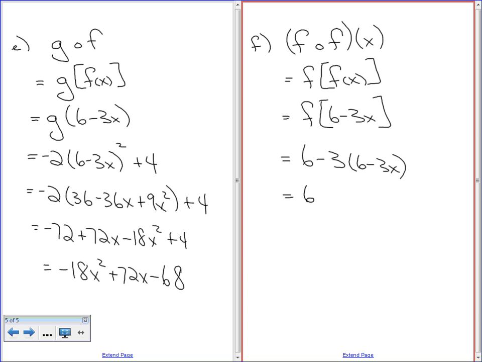Simplifying. Writing it in standard form, I get 9x. Does that make sense for composite functions? So you're just taking a function and you're substituting it into another function. We've done it before. We did it in 1, 2, and we did it in the last lesson. But now we're just explicitly talking about it.